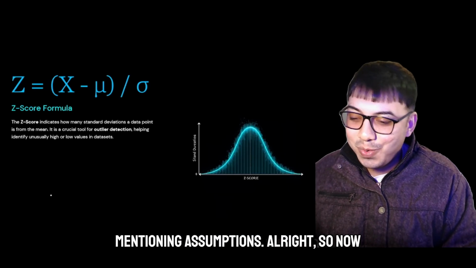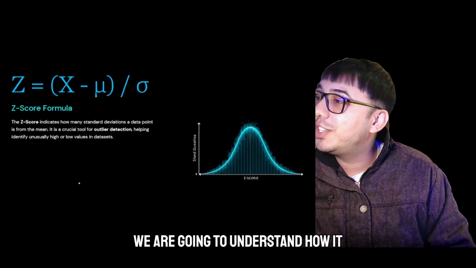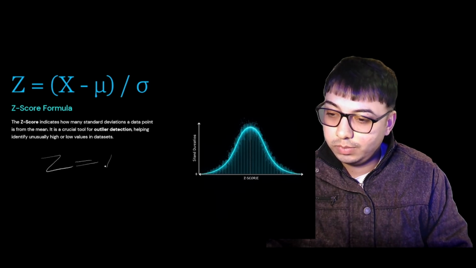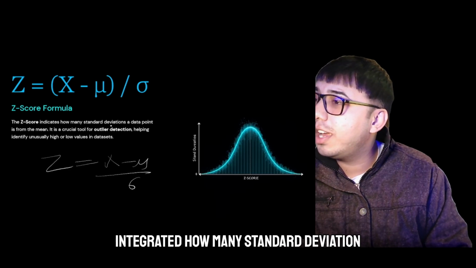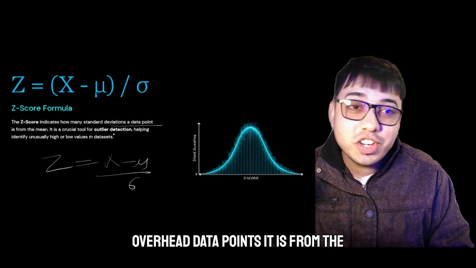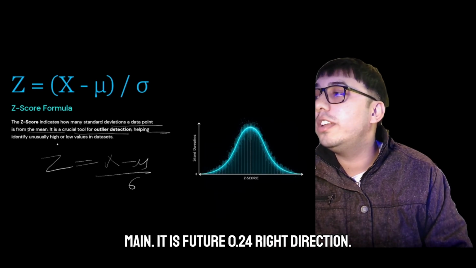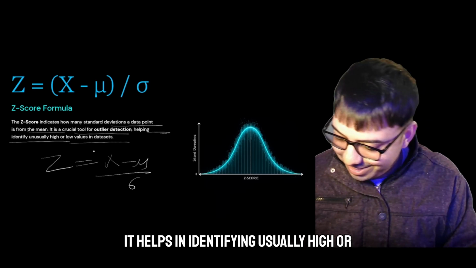All right, so now we are going to understand the Z score. Z equals (x minus mu) divided by sigma. It indicates how many standard deviations a data point is from the mean. It is a crucial tool for outlier detection. It helps identify unusually high or low values in a data set.